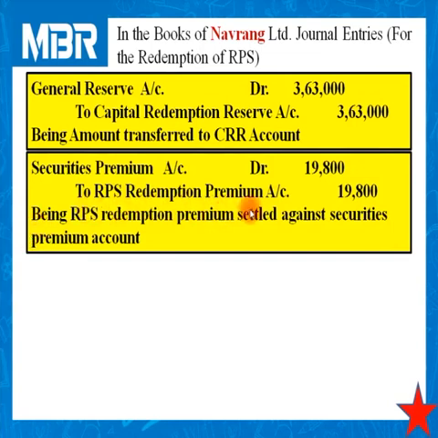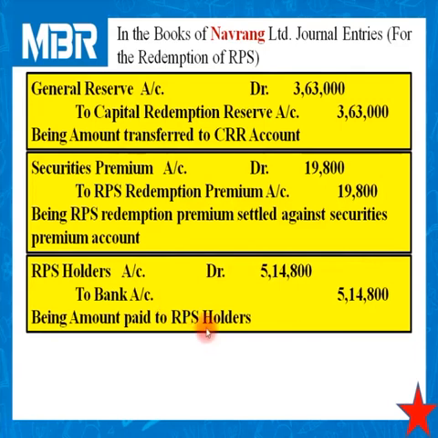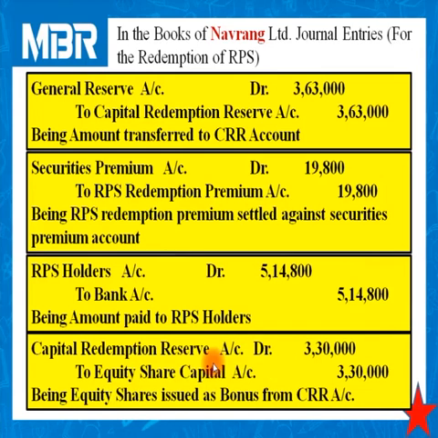Adjustment of RPS redemption premium against security premium account, as we had enough amount in securities premium account. Otherwise, we need to use profit and loss account. Then amount paid to RPS holders, and at last issue of bonus equity shares from capital redemption reserve account. I hope everybody is clear with the journal entries.